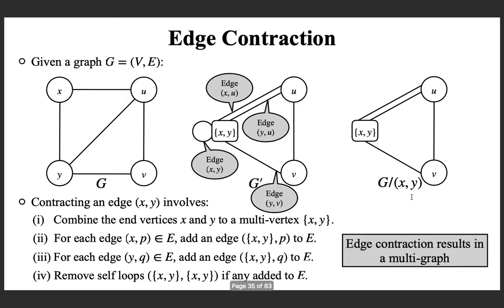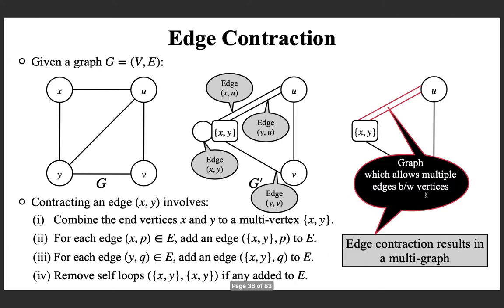And now see that edge contraction can result in a multi-graph. What is a multi-graph? A graph which allows multiple edges between vertices. If you look at this graph, between these two vertices there are multiple edges, in this case 2, and there can be any number of such edges. It is called a multi-graph. So what it leaves is a multi-graph.